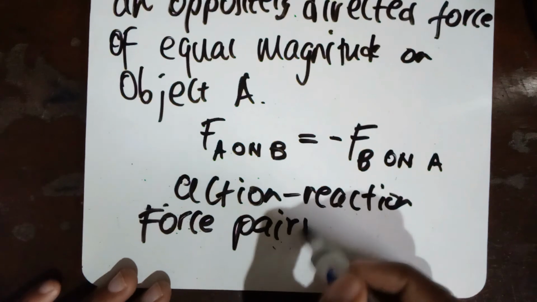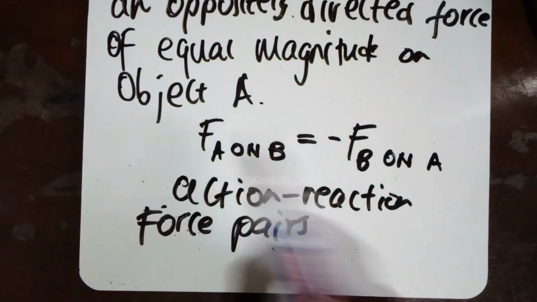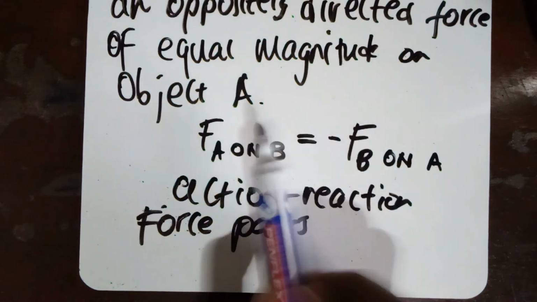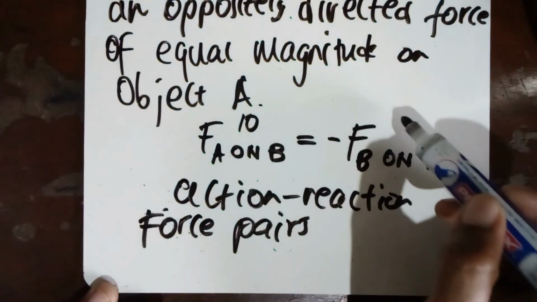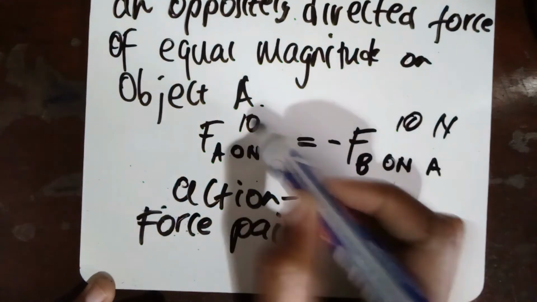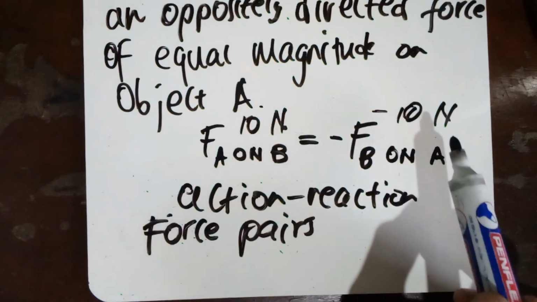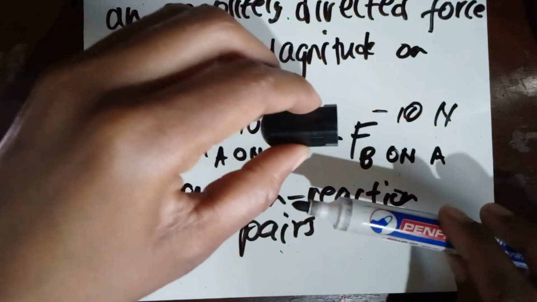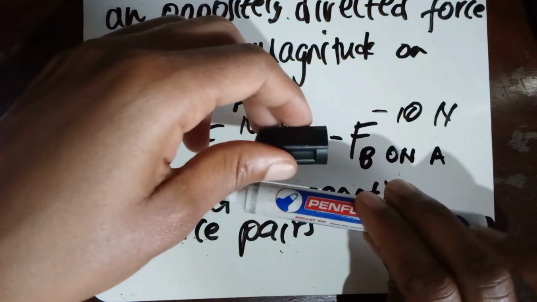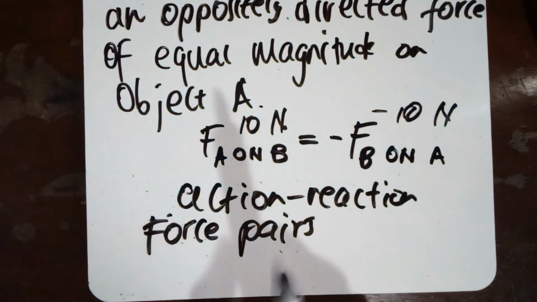There are a few properties that they all have in common. The first thing is that the forces they exert on each other will be equal in magnitude. So if this one exerted a force of 10 newtons, this one will also exert a force of 10 newtons in magnitude, but the only difference will be the direction. So this will be negative 10 newtons. The second thing is that they act in opposite directions. And they act on different objects, so they do not cancel each other out. That is an important thing to know.